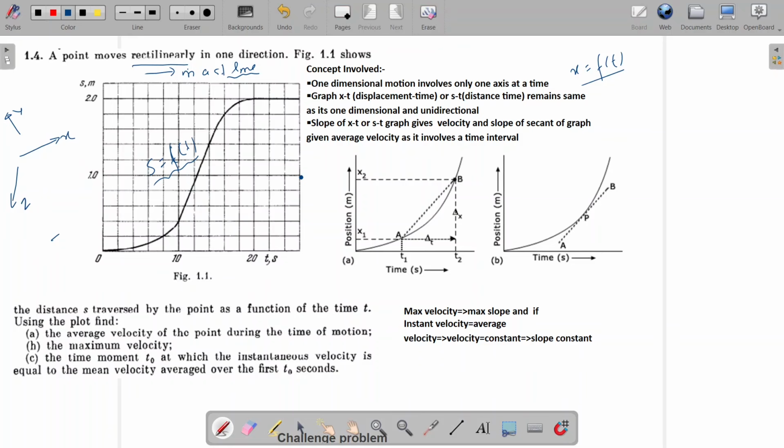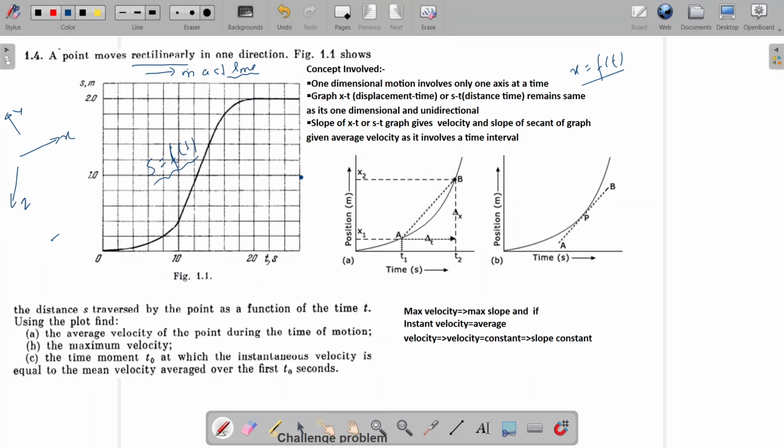So what concepts are involved? Whenever a one-dimensional motion is involved, I already told you it will involve only one axis of the coordinate system. Now, whenever you talk about x and t, that means if the position is a function of time, if position is changing with time, the body is in motion. And if the body is in motion, we need to draw an xt graph.